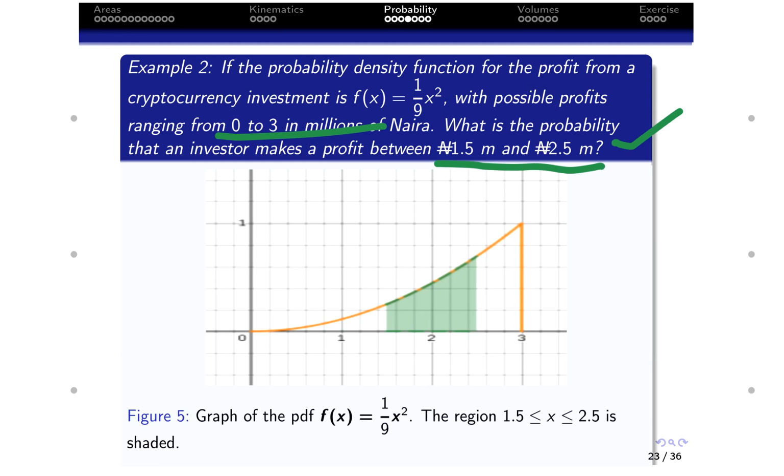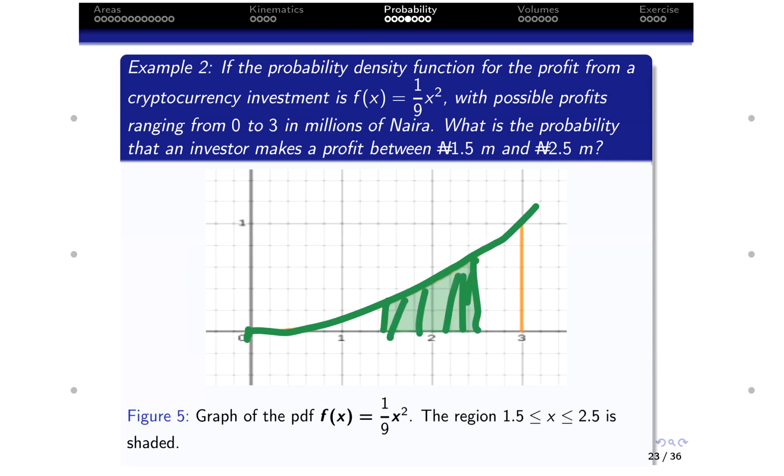All right. So now we are looking for a probability. So here again, it may be necessary to sketch. So you can see 1 over 9 x squared is actually a parabola, right? Passing through the origin like that. And of course, we know the overall range is 0 to 3, but then we are focused particularly on 1.5 and 2.5. And so this is the area we need between 1.5 and 2.5.